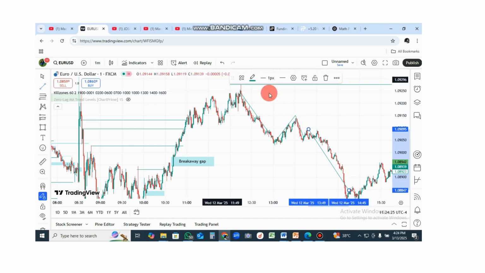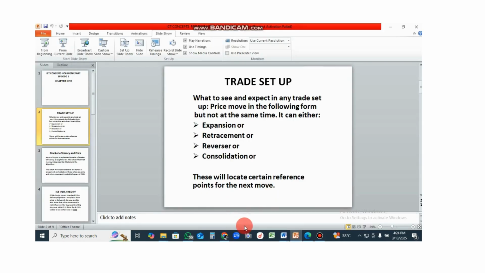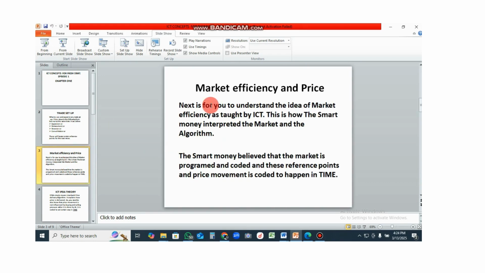I'm going to explain it in a short while, so I just want you to know. Like I said here, mark this word I said there. All these will locate certain reference points. I'm going to be teaching you the reference points in a while. So this is a straight setup, and now the next is market efficiency and price.